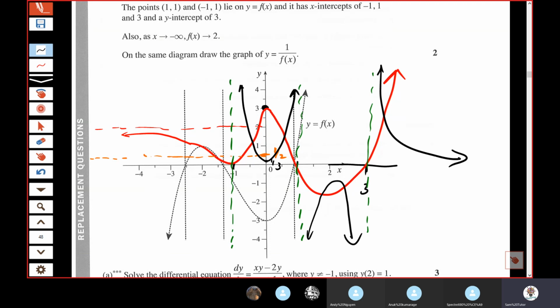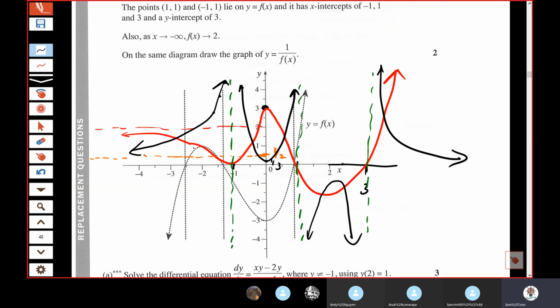Well, slow it down. What's 1 over a very small number? 1 over very small, very large. It's going to start up here. 1 over a little bit larger, a little bit smaller. 1 over a little bit larger, a little bit smaller, and so on. What happens as this gets closer and closer to 2? This guy will get closer and closer to? No, to half. That's why we've got our orange curve there.